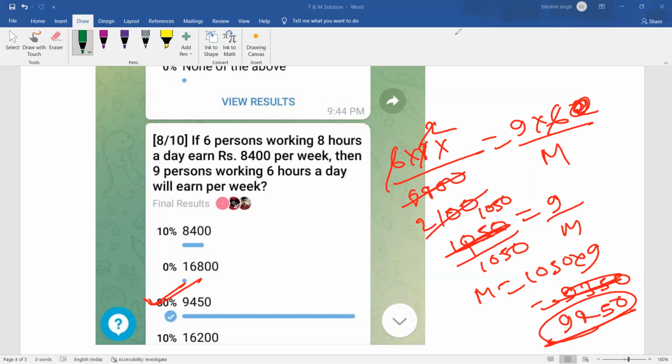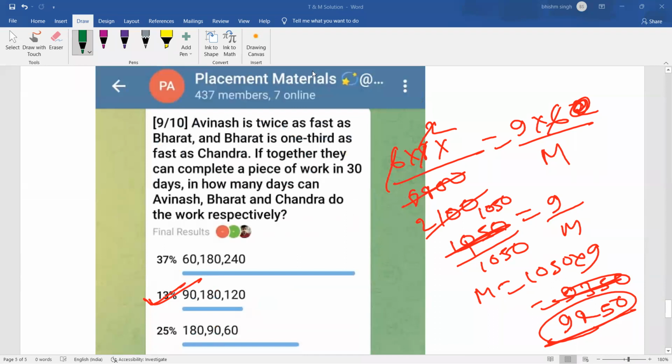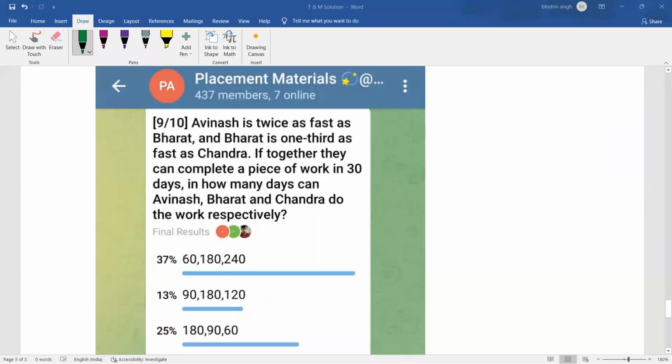Now we will try question number 9 here, everyone. Question number 9: Avinash is twice as fast as Bharat. Okay, so Avinash is twice as fast as Bharat. And the three are Avinash, Bharat, and Chandra. And what he's saying here, Bharat is 1/3 as fast as Chandra.